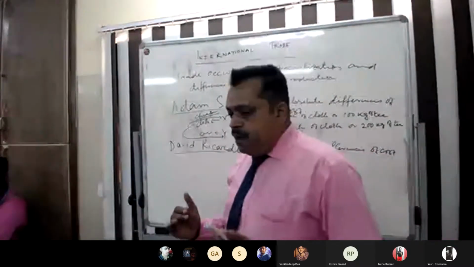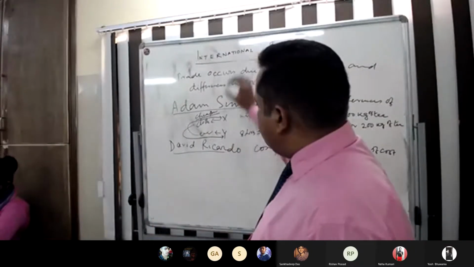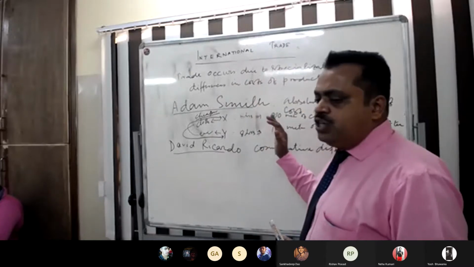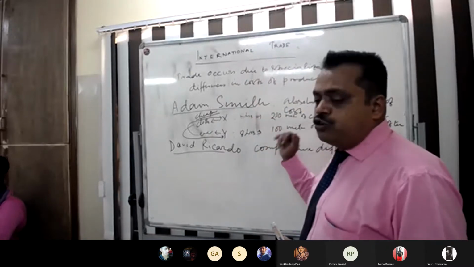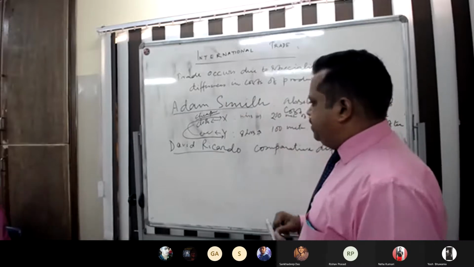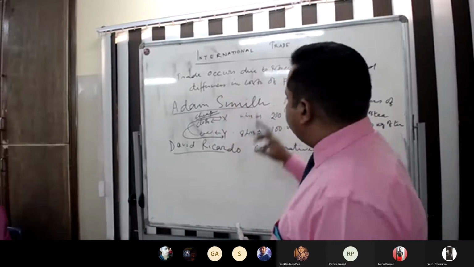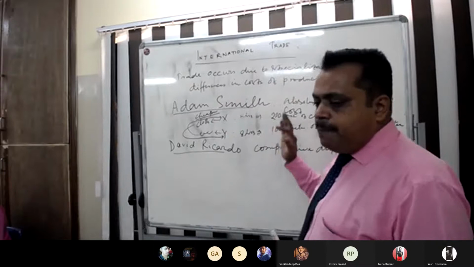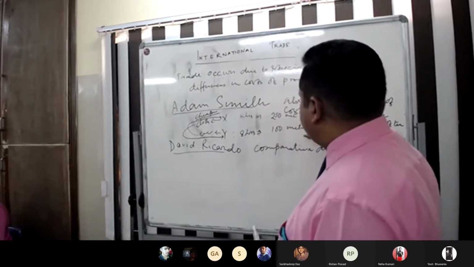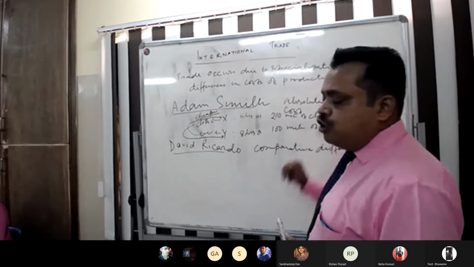So they practice trade and gain out of trade because of differences of absolute cost, or absolute cost differences. So this is the Adam Smith proposition. It is called the Smithian model of trade, or absolute cost differences. International trade based upon the differences of absolute cost.